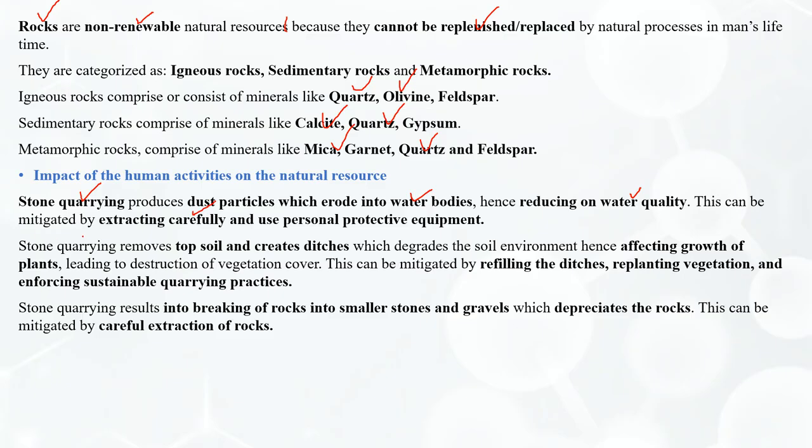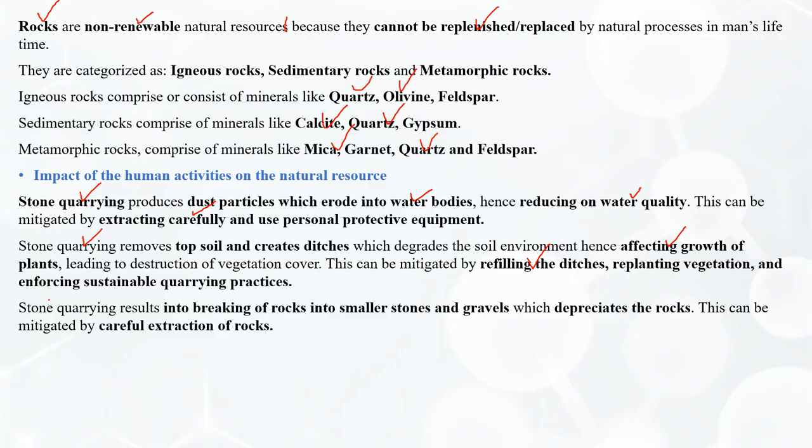Then another point can be stone quarrying, still the case. Remove topsoil and create ditches which degrade the soil environment, hence affecting the growth of plants. Are you seeing the effect? This can be mitigated by refilling the ditches, replanting vegetation, and enforcing sustainable quarrying practices.